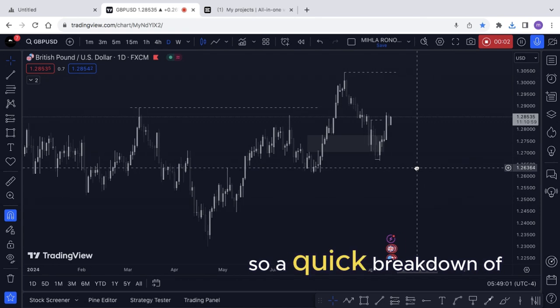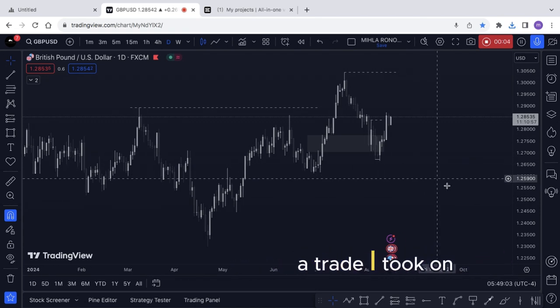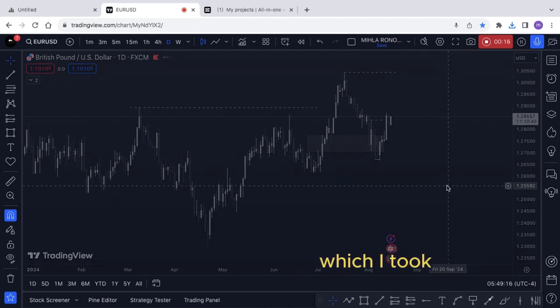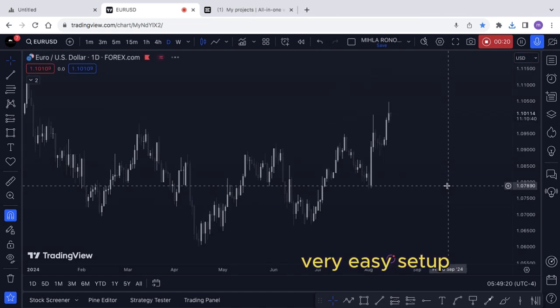Okay. So a quick breakdown of a trade I took on PPI and a trade I took on Euro USD last week. I'm going to start with the Euro USD trade, which I took last week. A very simple trade, very easy setup.